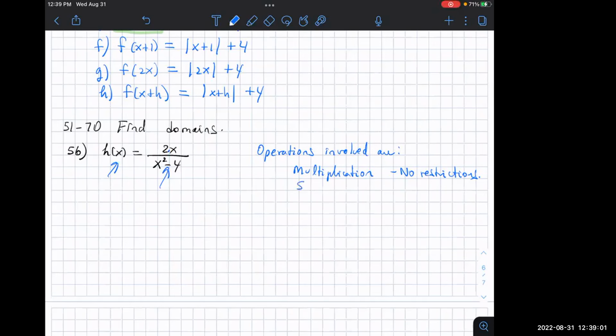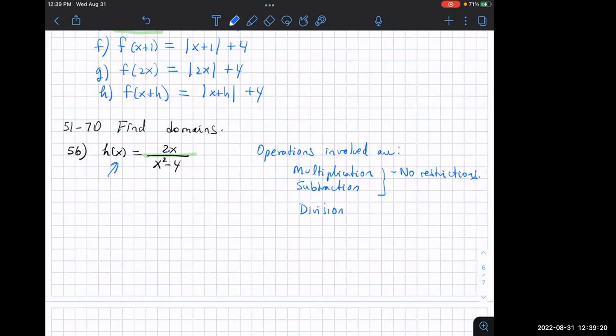Subtraction, there is no restriction also. You can subtract any two numbers. So subtraction doesn't give me a restriction. The last operation is division.